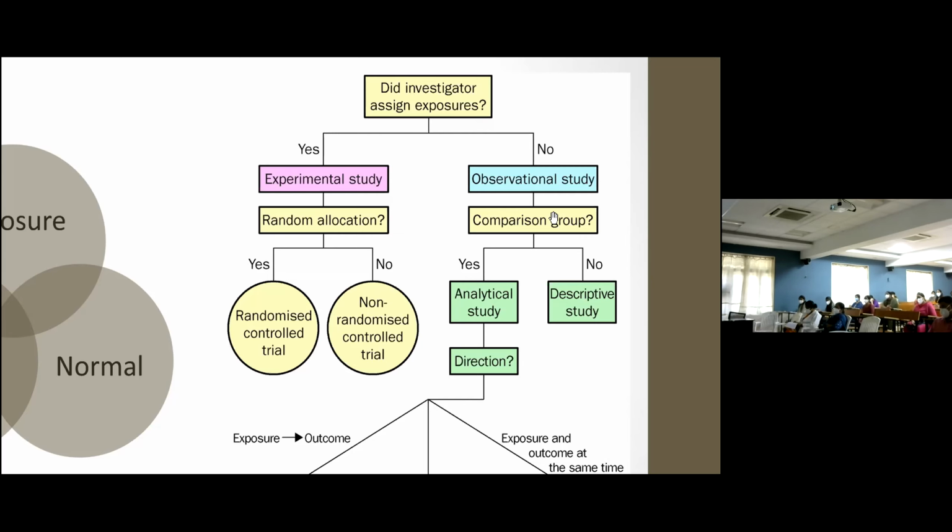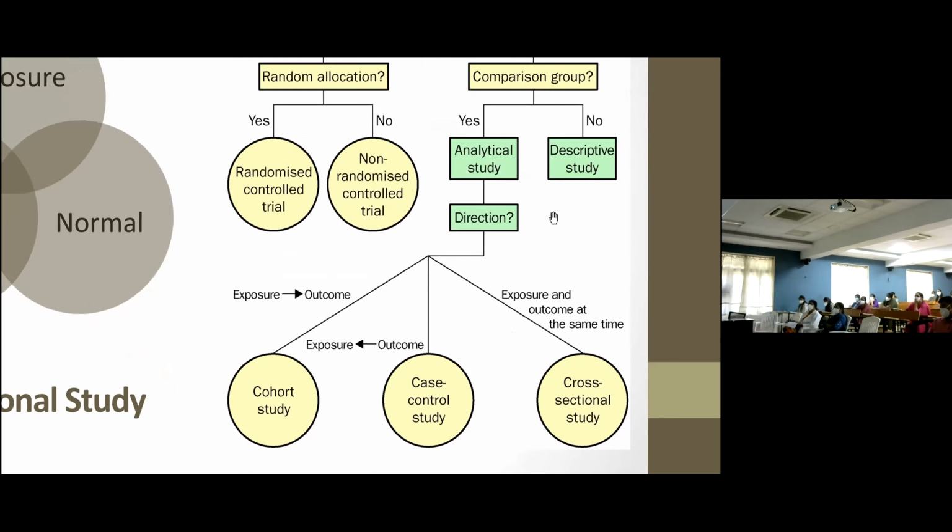So the analytical study, then the direction of inquiry. That means, are you proceeding from disease to the exposure, or are you proceeding from exposure to the disease? For example, the people who had diabetes, we prospectively followed for 5 years. How many of them developed fatty liver in the course of time, prospectively in future? That is, the exposure is diabetes, the outcome is fatty liver. So exposure is earlier and outcome is occurring later. That is a prospective study, also called the cohort study.